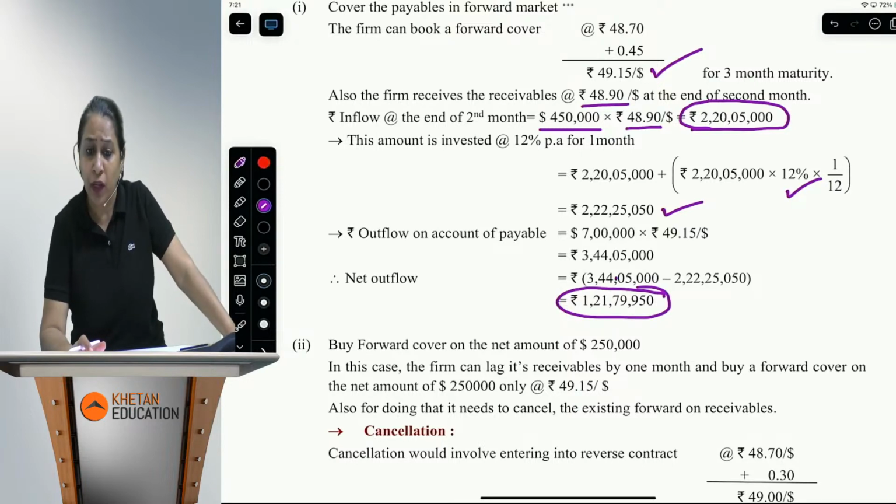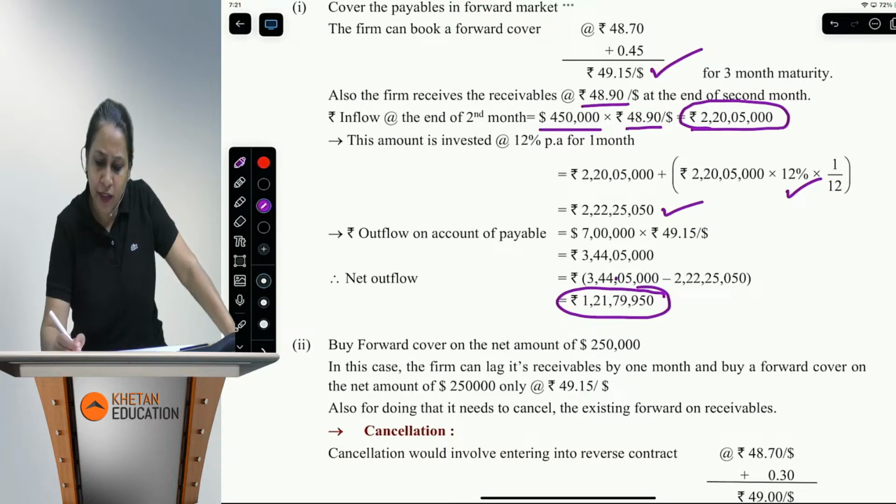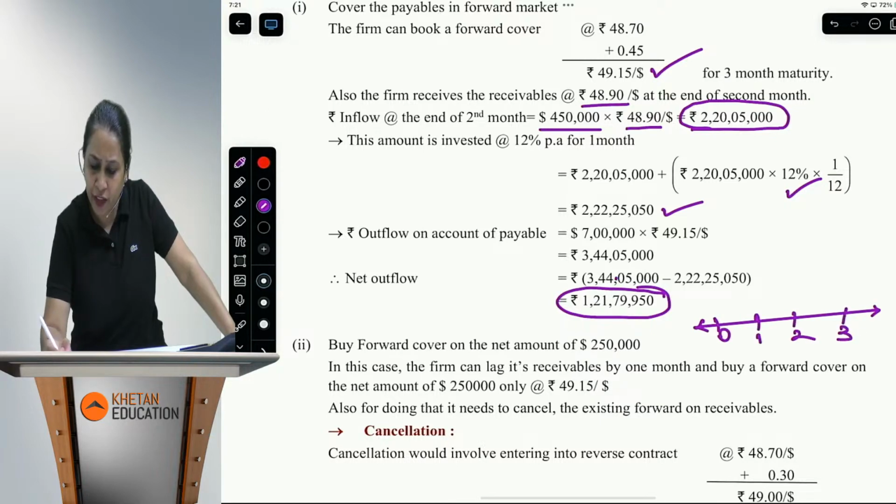But that is a problem. The problem is that you have already sold forward on 4,50,000. So you'll have to cancel that actually. So standing, look at this. It is very important for you to understand that it is basically 0, then 1, and then 2, and then 3.